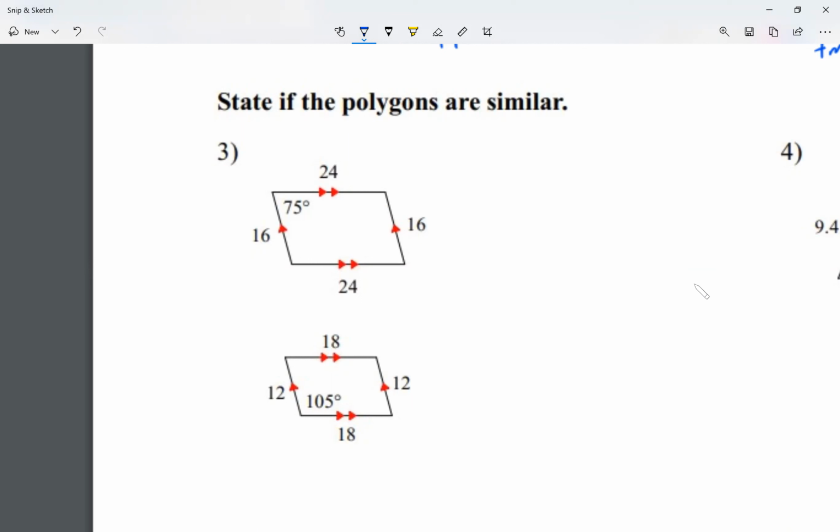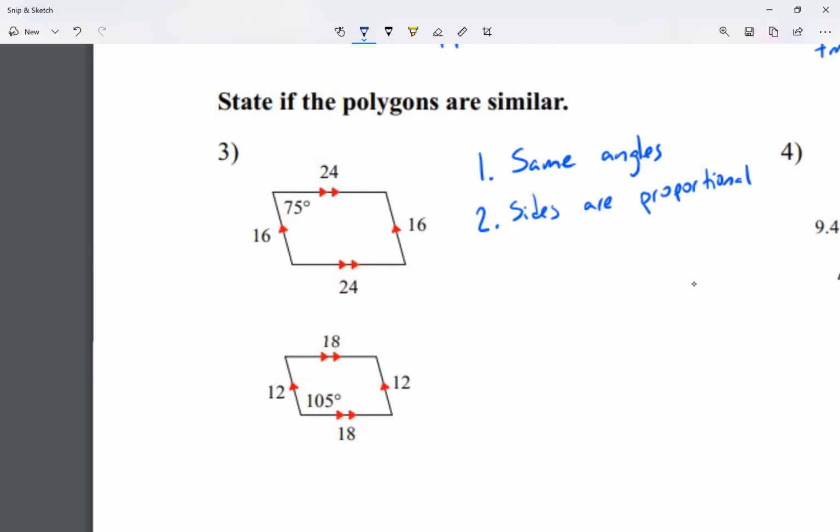Now here the question is, state if the polygons are similar. Remember the 2 criteria that I said. One, same angles. Let me write them down again. The 2 criteria that have to be met is that when it comes to angles, we have to have same angles. When it comes to sides, I have to say sides are proportional. Okay, what does proportional mean?